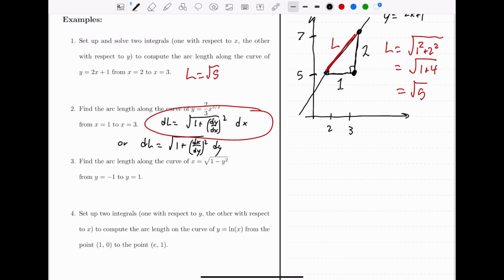Let's work through example 3. We want to find the arc length along the curve of this function from y equals -1 to y equals +1. Once again, we have the choice whether we want to integrate with respect to x or with respect to y. In example 3, notice that we have x defined as a function of y, and we have values of y that denote where the curve starts and stops. So for example 3, we will use the second expression for dl. We will integrate with respect to y.